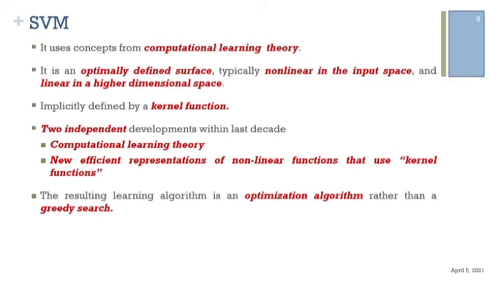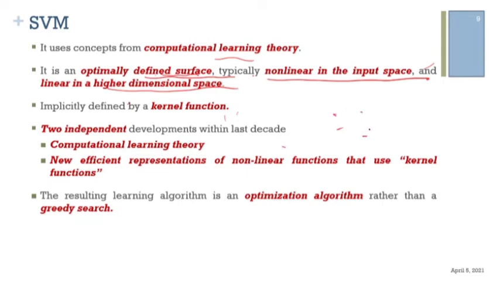So SVM bases its idea on what we call computational learning theory. And the advantage of it is that it has this characteristic that it is optimally defined. It is an optimally defined surface, typically non-linear in the input space and linear in higher dimensional space. See, this is the secret.